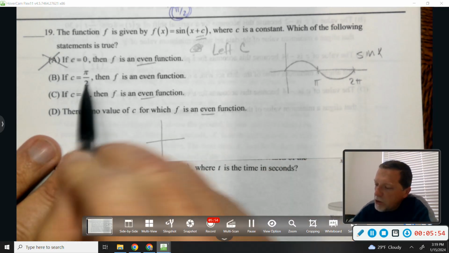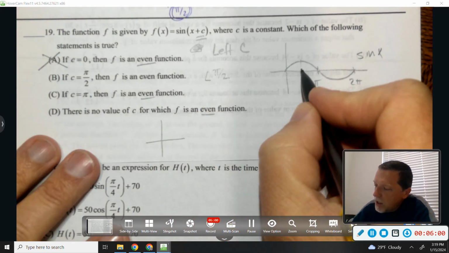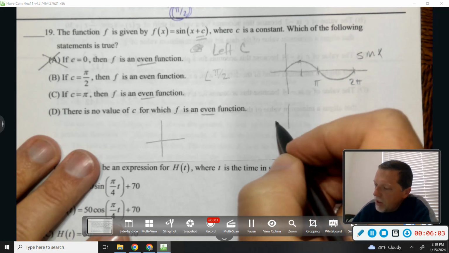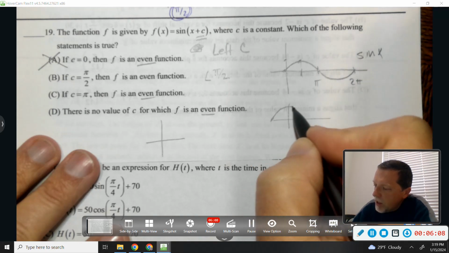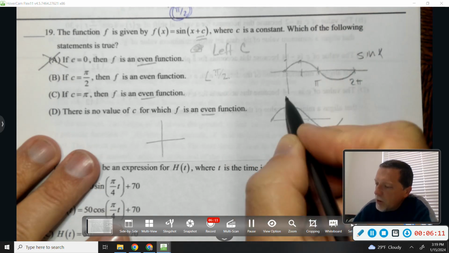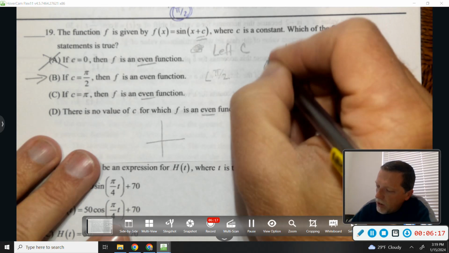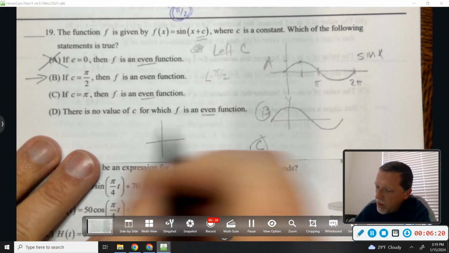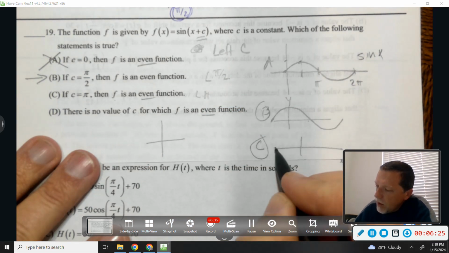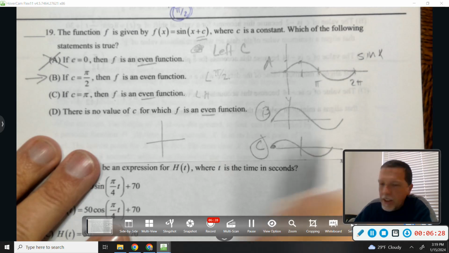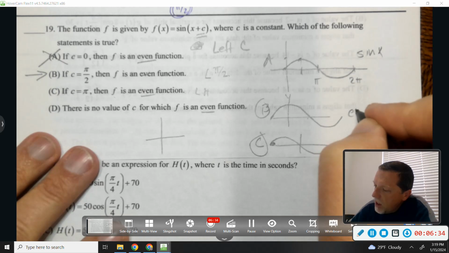If c is pi over 2, then that means we would go left pi over 2. So this point would move to here, and this point would move to here, so it would look like this. And now we're symmetric with the y-axis, so I feel good about that. That's answer choice B. If it's pi, then we've gone left pi, so we come over here, and now our graph looks like that. That is not even. That's odd, actually. And the original was odd.